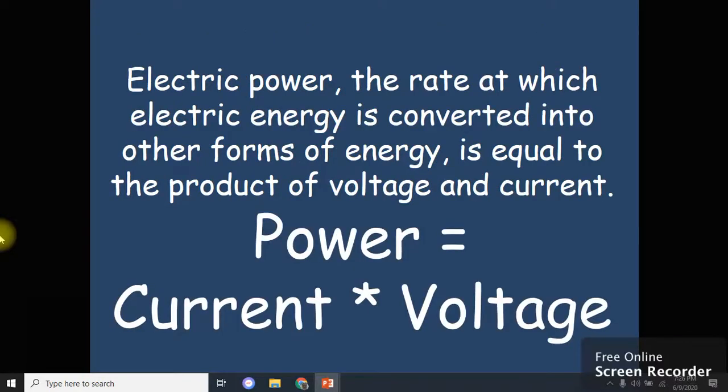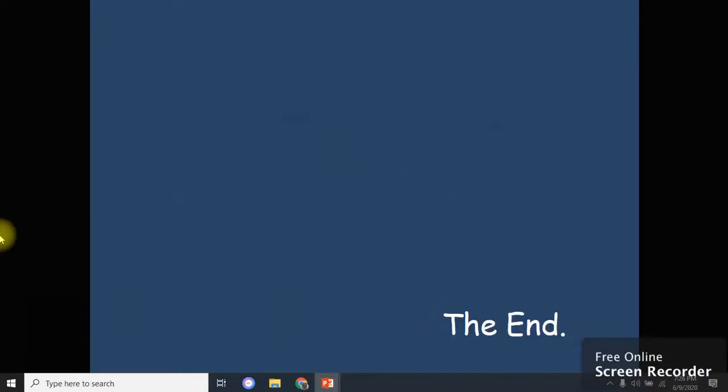Power is the rate at which electrical energy is converted into a useful form of energy. Power equals current times voltage. Current times voltage. The end.